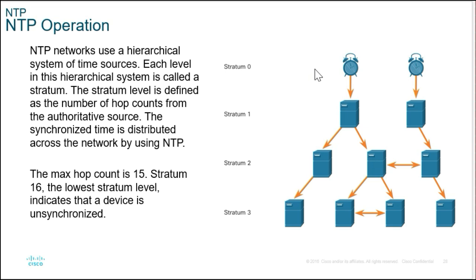So hierarki dia bertambahlah selagi sejauh mana that particular device is from the original time source. Okay, so original time source is stratum 0 dan dia bertambah, okay, based on dia punya distance kepada stratum 0 device. So dia punya hop count ini adalah 15. Okay, so kalau stratum 16 maksudnya device is unsynchronized lah, dia tak boleh reach the stratum 0 device.